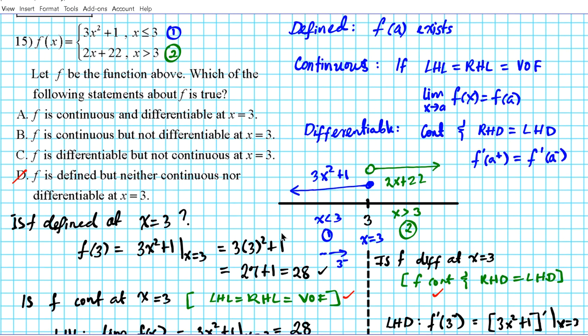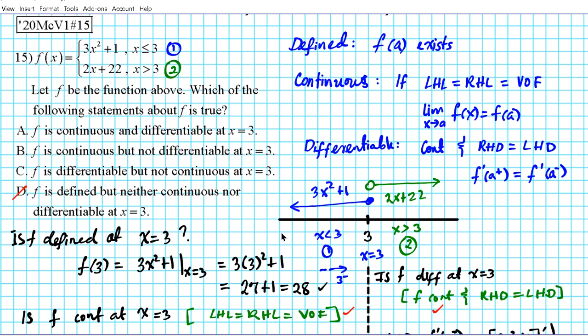The correct answer to question number 15 is option letter B. F is continuous but not differentiable at x equals 3. Okay, so that's the answer.